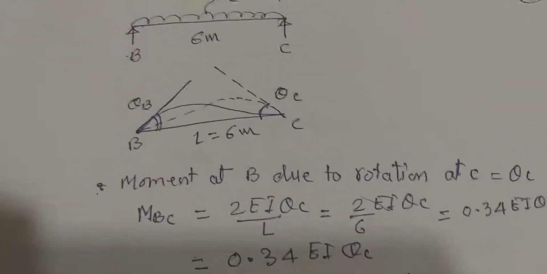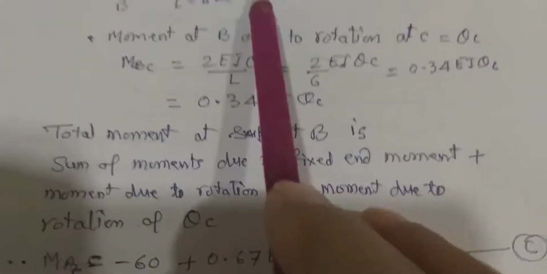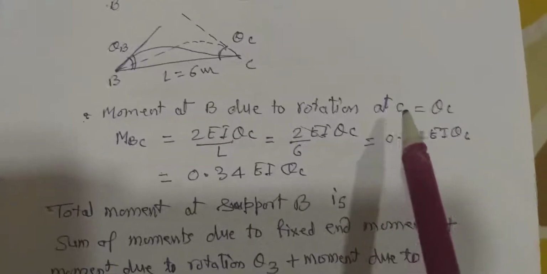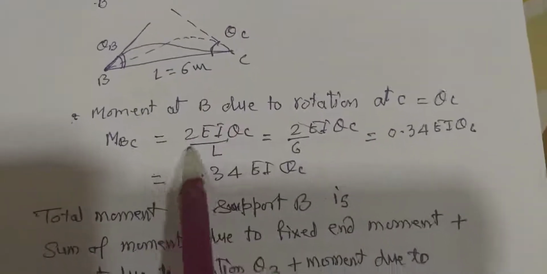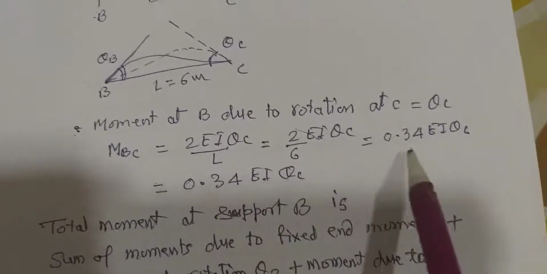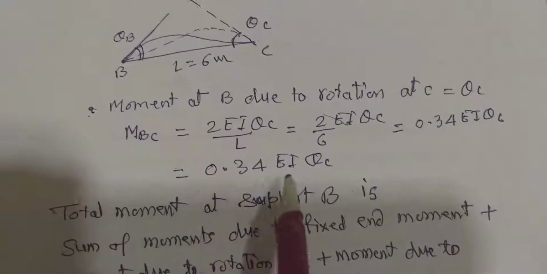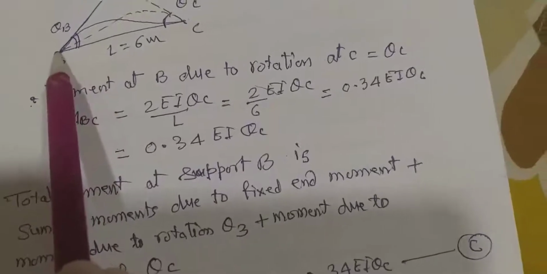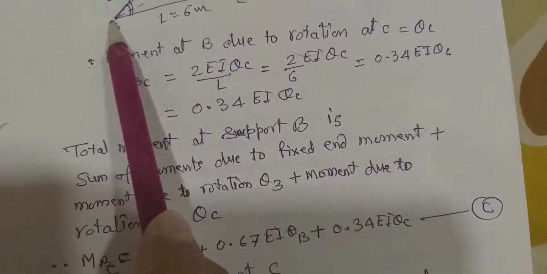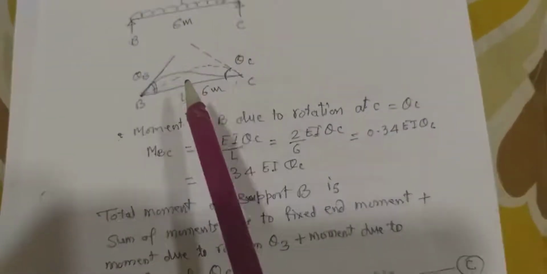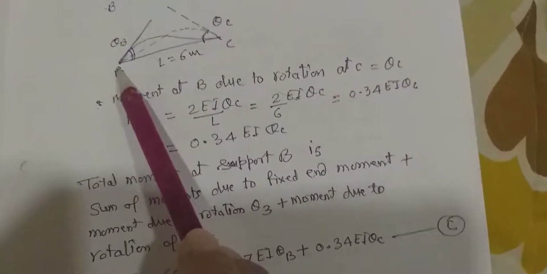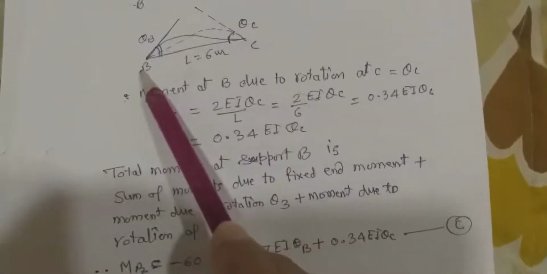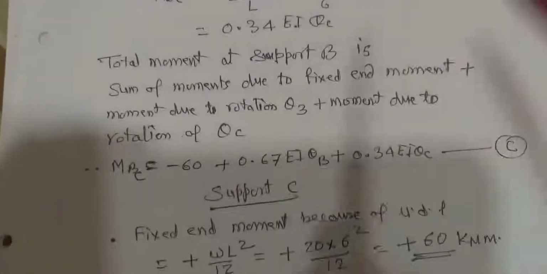Now the moment at B because of the rotation at C, theta C, will be half of the rotation moment, 2 EI theta C by L. It is 0.34 EI theta C. Now the total moment at B will be the fixed moment because of the UDL, then the rotational moment at B because of theta B, and the transfer moment because of the rotation of C. So we find three types of moment.